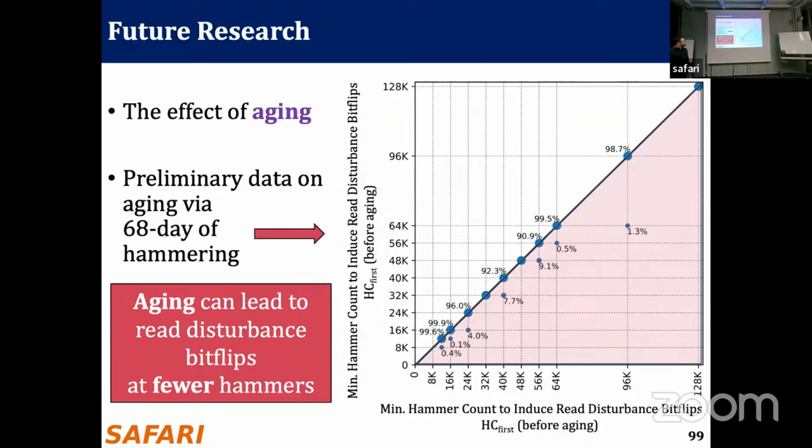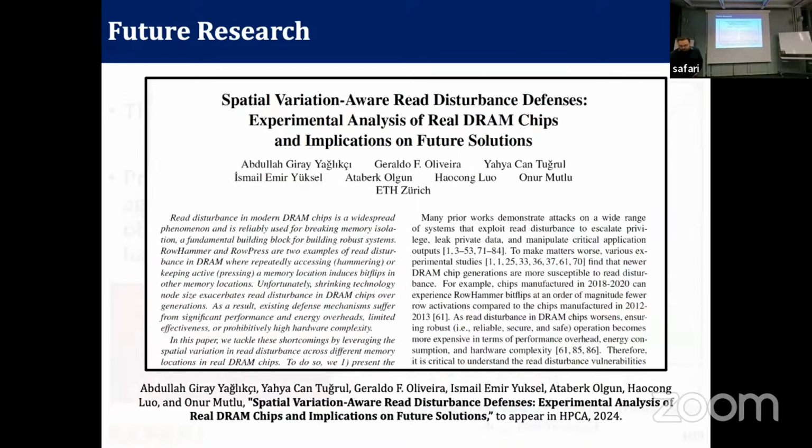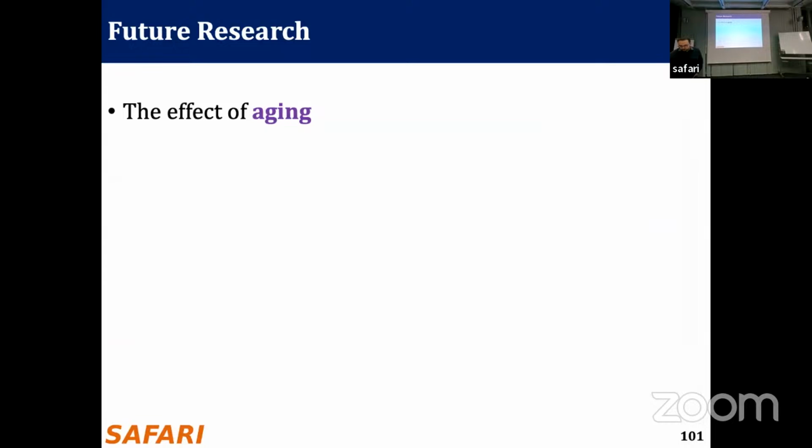Since this is not a rigorous study, I do not want to make a strong claim, but we can see that aging can lead to disturbance flips at fewer hammers, and there's definitely more research needed in this direction. You can see this paper for more results.